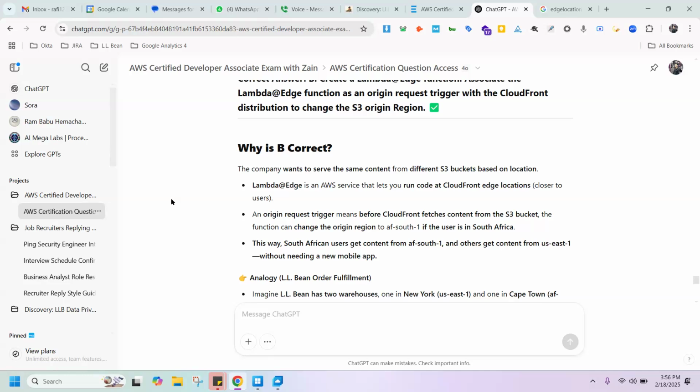So let's suppose we have users from four countries. Lambda Edge is going to run our application according to the nearest region, right? For example, if a user comes from India, it is going to run our code from the Indian region. If a user comes from South Africa, it is going to run our code from the South Africa region, right? So that's why we use this service instead of deploying our service again and again in different regions.